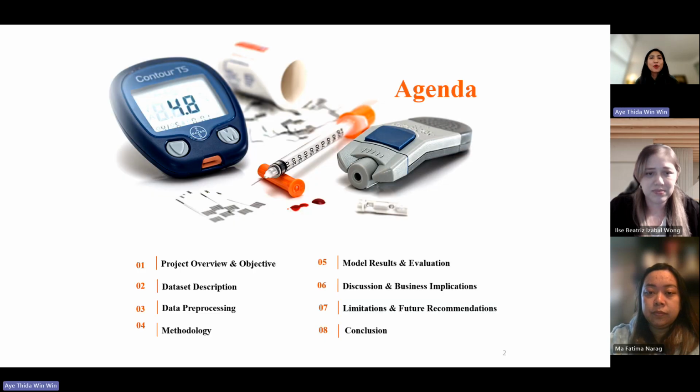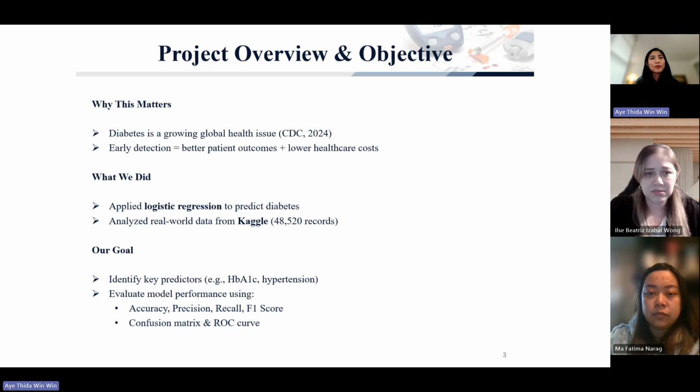Here is the agenda, what we will cover for today's presentation. Firstly, we will introduce the project overview and objective. After that, we will describe the dataset, data preprocessing, and explain which model we use, and we will show the results and evaluation. After that, we will discuss the business implementation, limitations, and future recommendations. Firstly, we would like to talk about the project overview and objective.